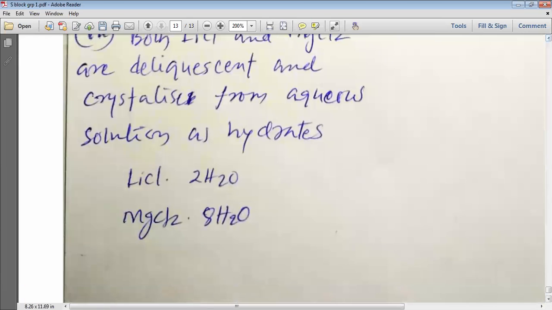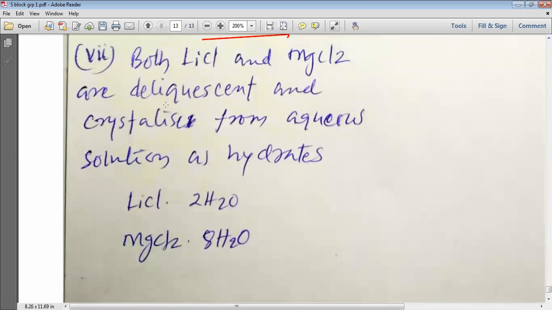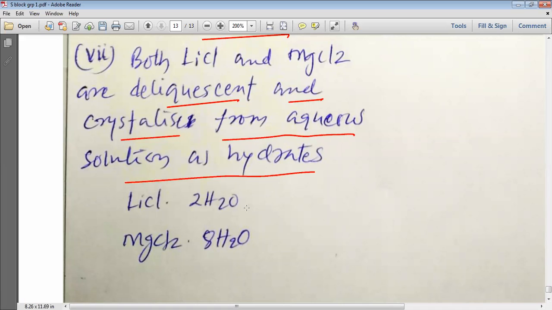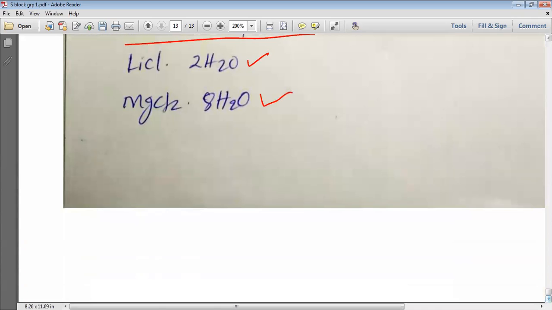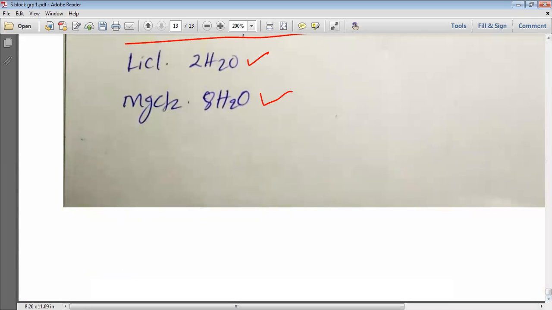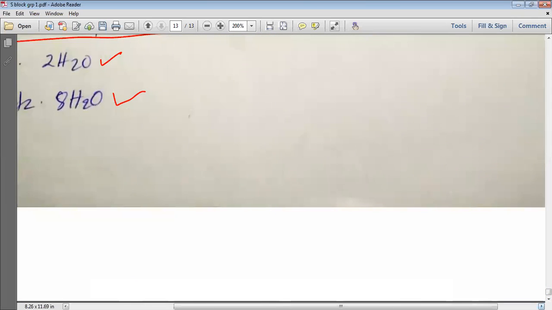Both lithium chloride and magnesium chloride are deliquescent. That means they absorb water and have water of crystallization. So they crystallize from the aqueous solution as their hydrates. You can see LiCl·2H2O, whereas MgCl2·8H2O. So these were the similarities between lithium and magnesium.